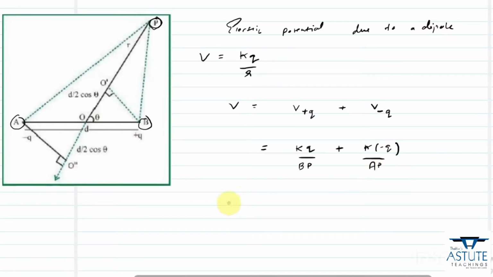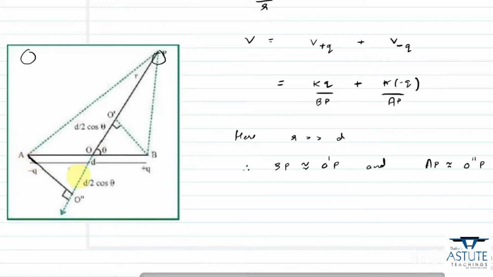Next, we need to find out the value of BP and AP. For that, we will make an assumption here. We'll assume that the value of r is much greater than d. Now since r is much greater than d, we can approximate BP as approximately equal to O dash P from the diagram itself, and in the same manner you can assume AP as approximately equal to O double dash P.